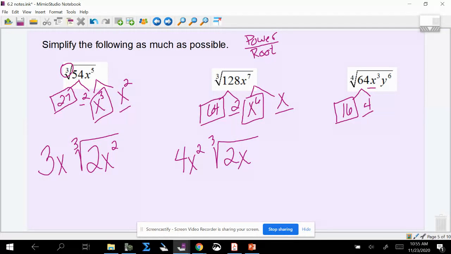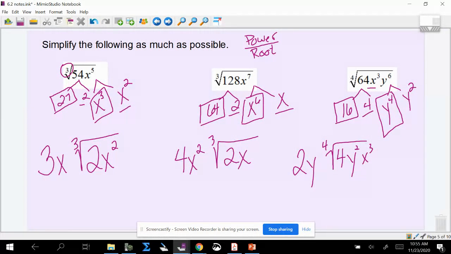The y to the 6th, that's not perfect because 6 doesn't divide by 4 evenly. So we're going to have to drop that down to y to the 4th with a leftover y to the 2nd. This is perfect because the power divides by the root. So I'm going to take the 4th root of 16, which is 2, and I'm going to take the 4th root of y to the 4th, which is y, and then what was not perfect, the stuff that I underlined, the 4 and the y squared, and the x cubed. Sorry, I forgot about the x cubed. They don't have to be in alphabetical order. So your 4, your x cubed, and your y squared are all stuck underneath.